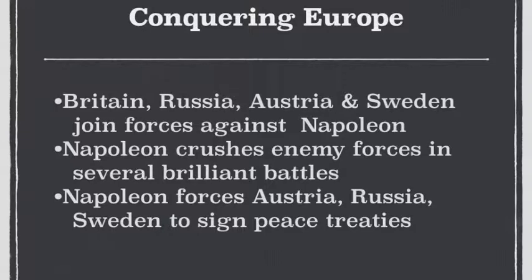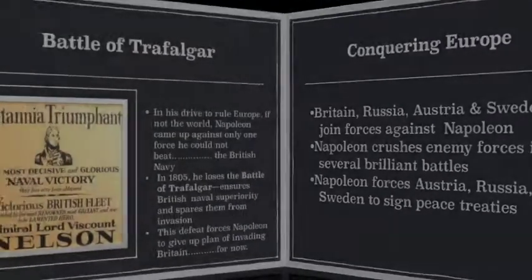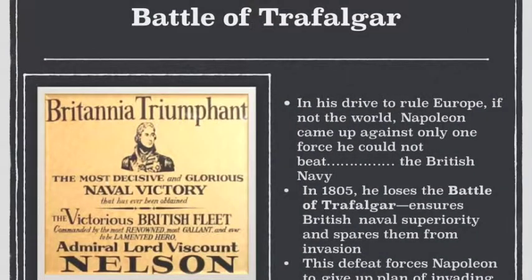But there is one place he does have interest in, and he keeps trying to conquer them, and that's the British. In his drive to rule Europe, again, if not the world, Napoleon comes up against the one force he cannot beat, and that is the British Navy. In 1805, he loses the Battle of Trafalgar.